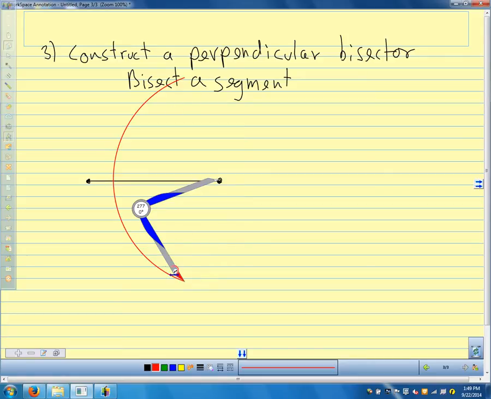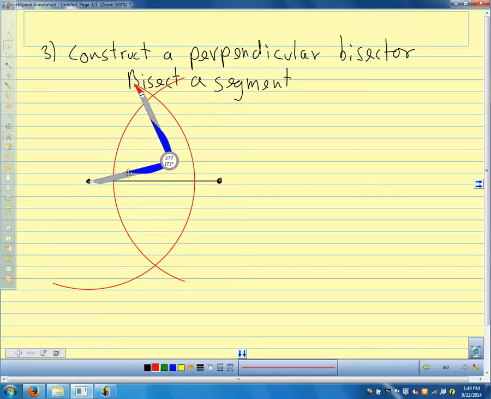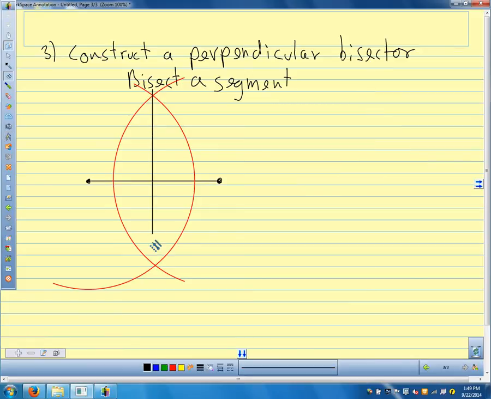Some people just make the little X above and below. I like to just make the half circle. It's a little easier. We're going to move the point to the other end of the segment and make the exact same arc. So it goes above and below. Where those two cross, we use our straight edge and connect those. And there is the midpoint of our segment. And perpendicular means it makes a 90-degree angle also. So this is a bisector, and we also make a 90-degree angle.